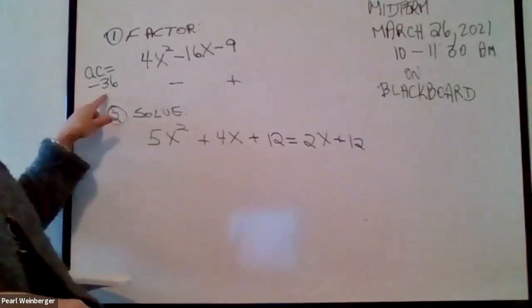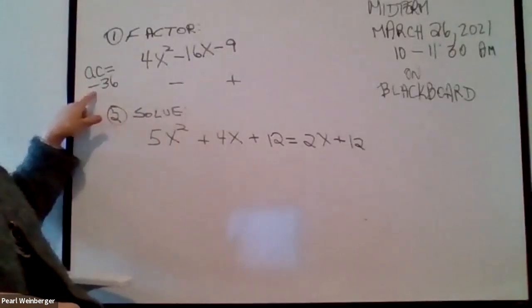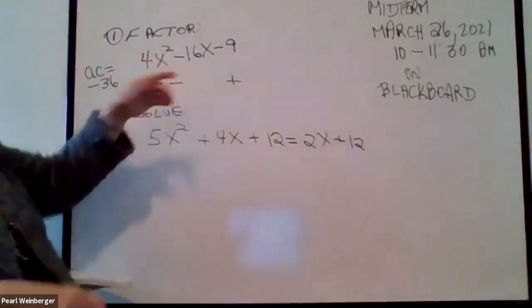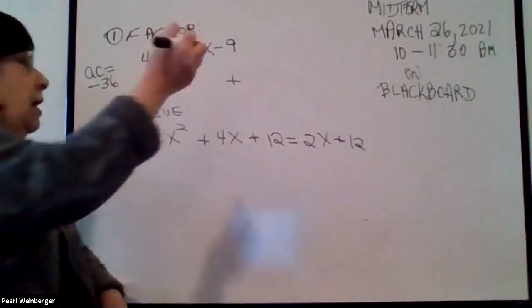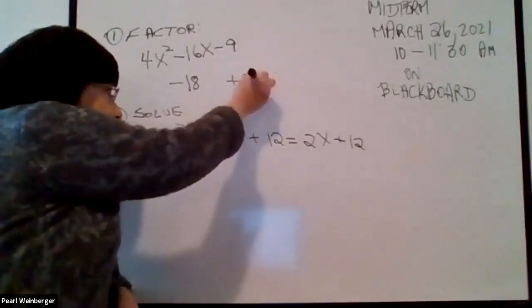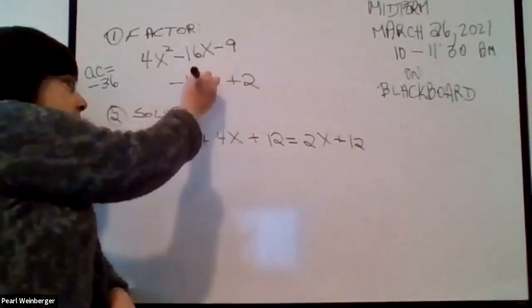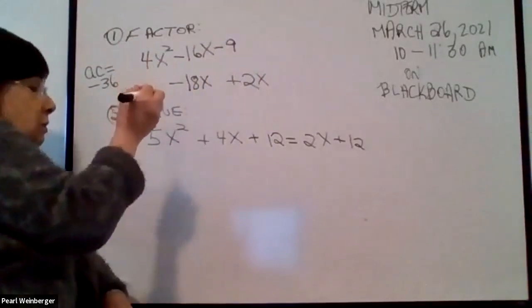Perfect. She knows the numbers have to multiply to 36. She knows they have to subtract because this is a minus 16. It has to be 2 and 18. And she's going to make the 18 the negative because that's the larger number and the 2 the positive. And of course, you're going to put x's next to each of them. And what are you going to do with this 4x squared?